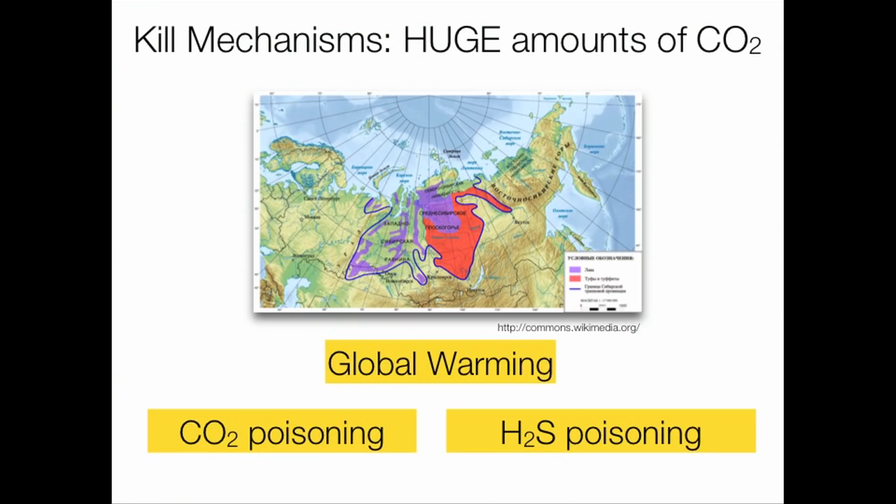So global warming would have been a huge issue. CO2 poisoning could have actually been an issue for some organisms. And then there's this really interesting story that I don't have time to go into, but there's a big group of bacteria in the deep ocean that produce hydrogen sulfide as a byproduct of their metabolism. And there's some people who think that some of that hydrogen sulfide may have actually been released, certainly into the surface ocean and maybe even into the atmosphere. And hydrogen sulfide is extremely poisonous to all respiring organisms.